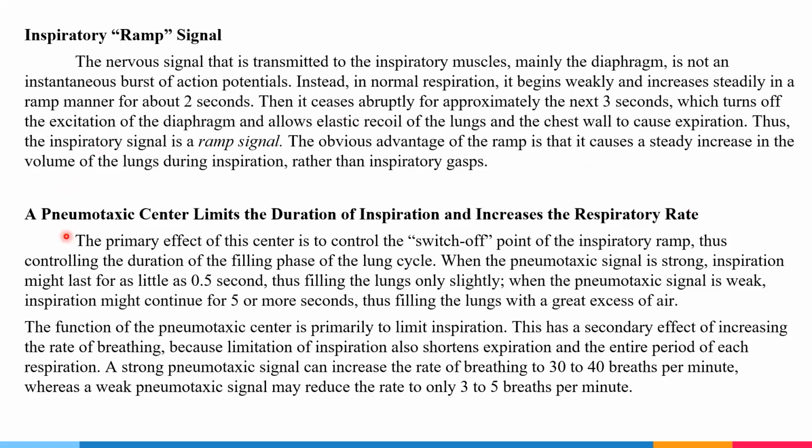Next, we'll look into the role of the pneumotaxic center in the inspiratory ramp signal. The pneumotaxic center limits the duration of inspiration and increases the respiratory rate. The primary effect of this center is to control the switch off point of the inspiratory ramp. So how long will this continuous increase in action potentials occur, or how long will the ramp signal occur? Thus, controlling the duration of the filling phase of the lung cycle.